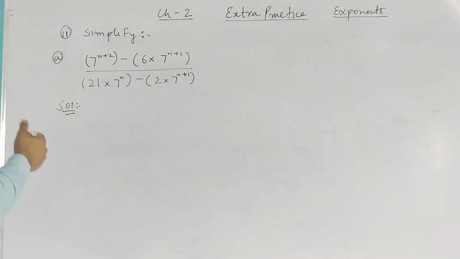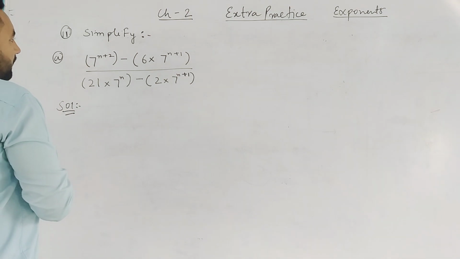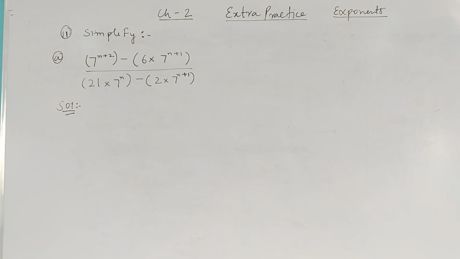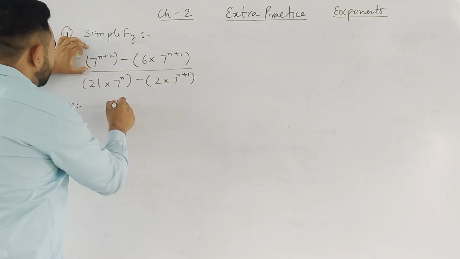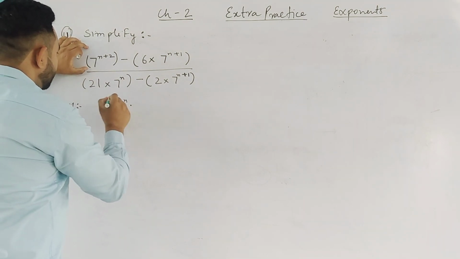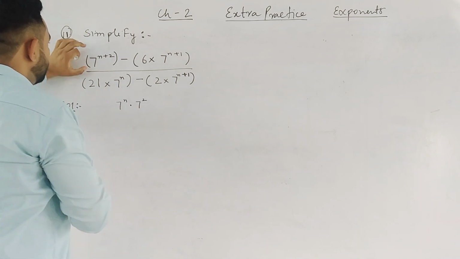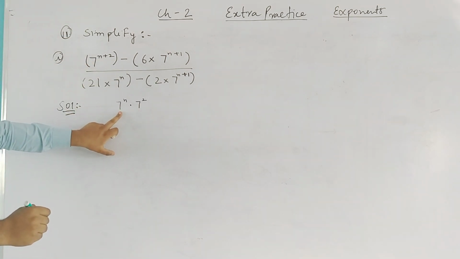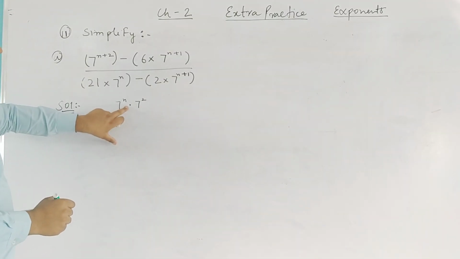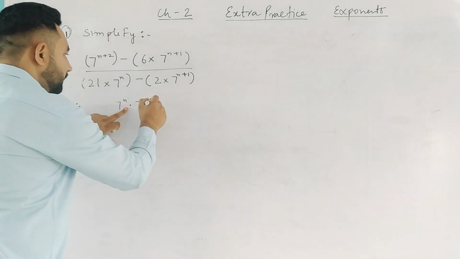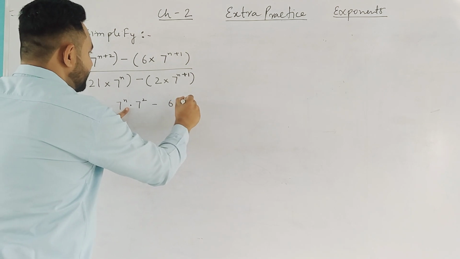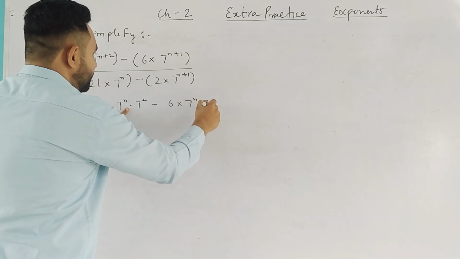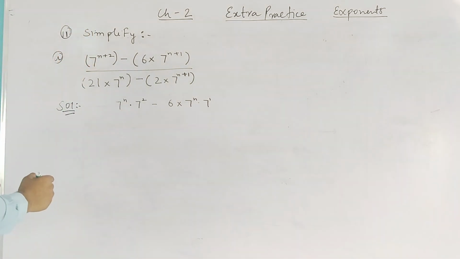First of all, here we will take this 7 to the power n dot 7 to the power 2. The 7 to the power n plus 2 can be written as 7 to the power n dot 7 to the power 2. This dot represents multiplication simply. Minus. In the next bracket we are having 6 multiplied by 7 to the power n dot 7 to the power 1. I think this much is clear.